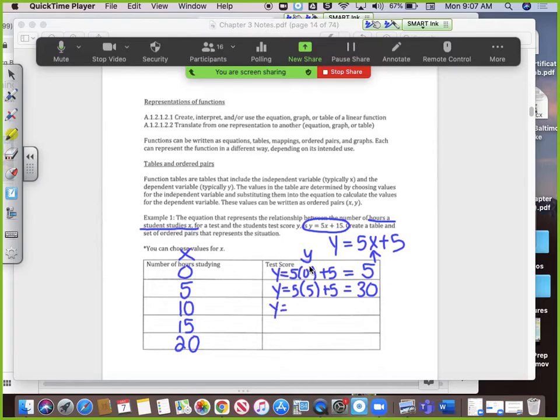And moving down the line, y equals 5 times 10 plus 5. 5 times 10 is 50. 50 plus 5 is 55. Hopefully these aren't percents because this is not a very high score for studying for 10 hours. Moving down the line again, I would multiply 5 times 15 hours and then add 5. 5 times 15 is 75. 75 plus 5 is 80. And then last one, I'm going to multiply 5 times 20 and then add 5. And 5 times 20 is 100. 100 plus 5 is 105.